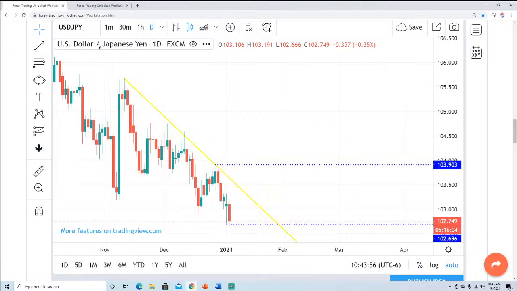That's in the hole. Now we have the Japanese yen, US dollar yen. This is in the hole also. So right now your flight to quality is going into Swiss, it's going into the yen, and I wouldn't say flight to quality when it comes to the euro US dollar or the pound dollar.